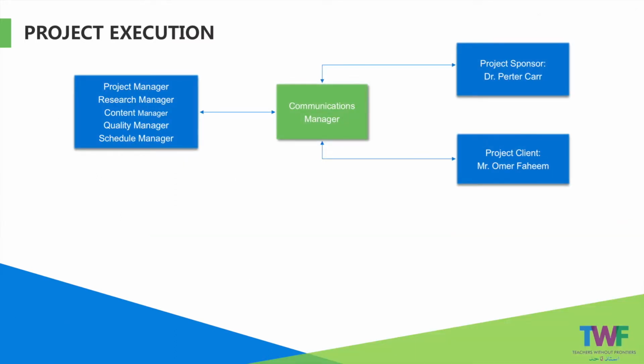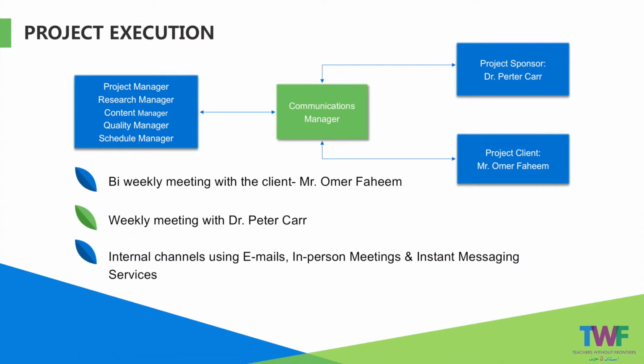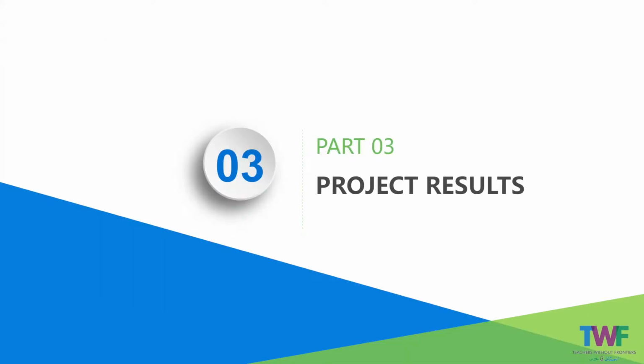It was identified early in the project that clear communication would be key to the project's success. The project manager served as a hub for all information exchange with the client and the project sponsor to ensure expectations were clearly communicated to the team. The communication manager also set guidelines for internal communication between team members by facilitating multiple channels such as in-person meetings, emails, and instant messaging services, depending on the nature of the message, to ensure the project execution ran smoothly.